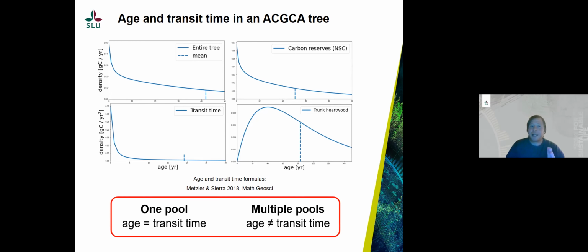The take-home message from the last two slides is that in a one pool system, age and transit time are the same. But in multiple pool systems, age and transit time in general differ. And from my personal experience in all process-based carbon models for soils, vegetation, or the terrestrial biosphere, the transit time is usually much lower than the age, indicating that most of the fixed carbon is released pretty early, and only a little amount of the fixed carbon stays in the system for a longer time.